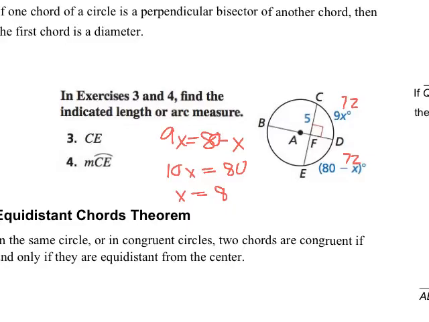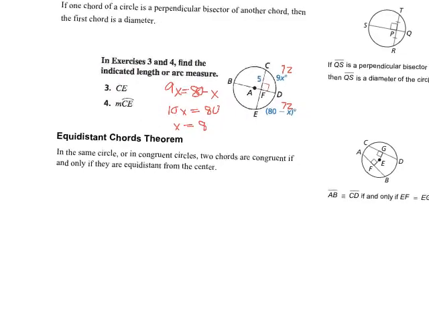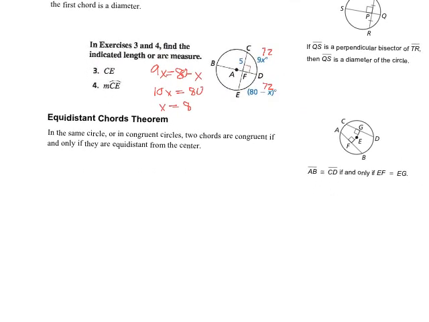And then we have one more theorem, the equidistant chord theorem. It states that if two chords are equidistant from the center, they must be congruent. Same is true that if two chords are congruent, then they must be equidistant from the center. Okay? So there's a couple different things that we can do with that as well.